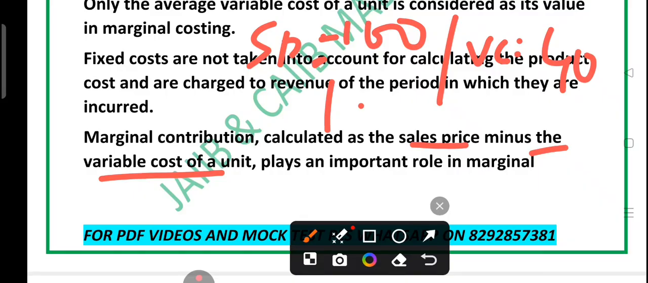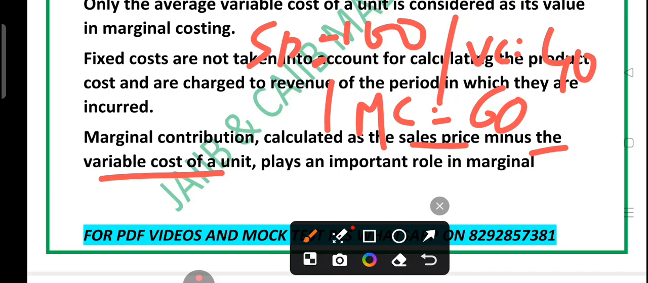So what will be the marginal contribution? Marginal contribution will be 100 minus 40, which is equal to 60. Tell me, is it okay? So that 60 helps in paying the rent and the salary, which are the fixed cost. Once fixed costs are covered, the rest becomes the profit.